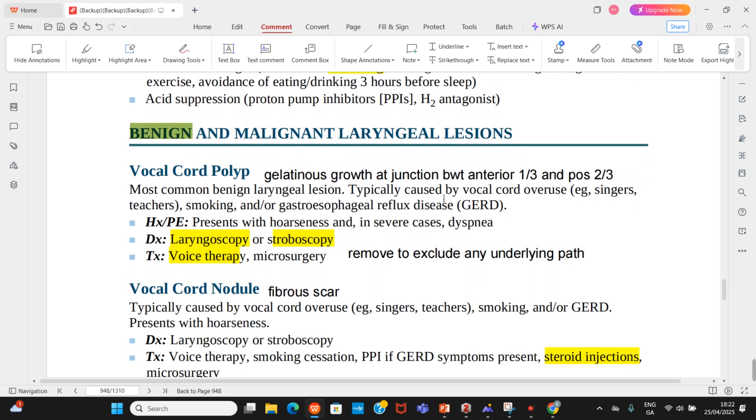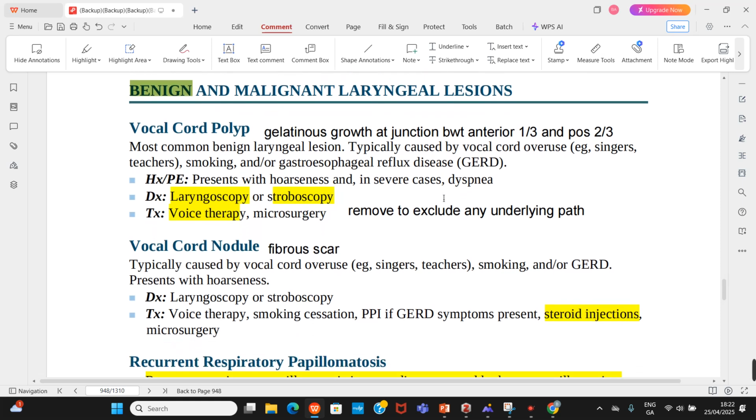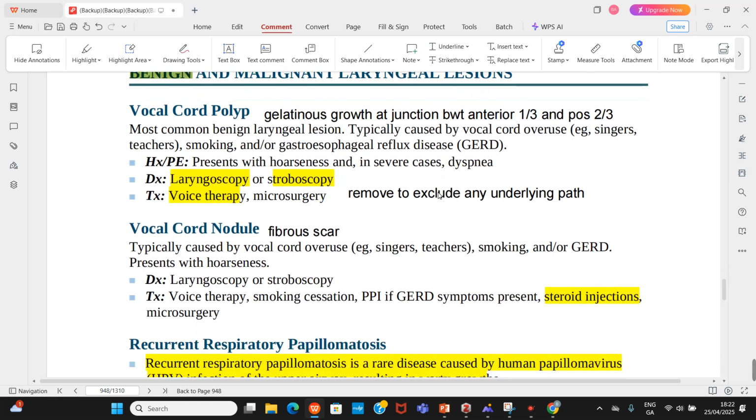So there are benign and malignant laryngeal lesions, and these include vocal cord polyps. This is a very benign laryngeal lesion, and it's very common in people that use the vocal cords excessively, like singers, teachers like us now, smokers, and people with GERD. They can all develop vocal cord polyps.